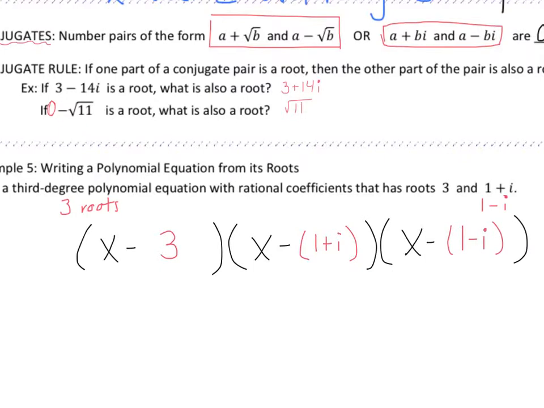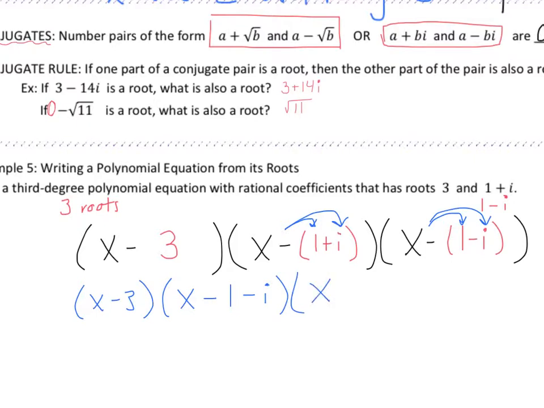From here, let's simplify these double sets of parentheses a little bit and distribute this negative, make our lives a little easier. Okay, so x minus 3, it's still the same, hadn't changed. Then we have x, distribute the minus, so we'll have minus 1 minus i. What will our third set of parentheses be? x minus 1 plus i. Very good.